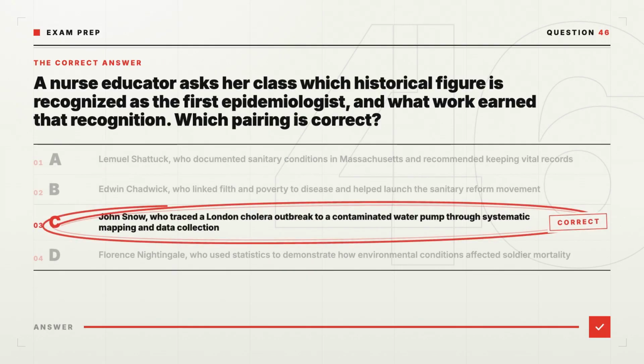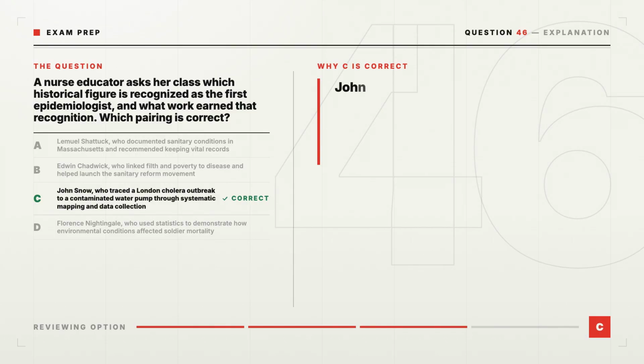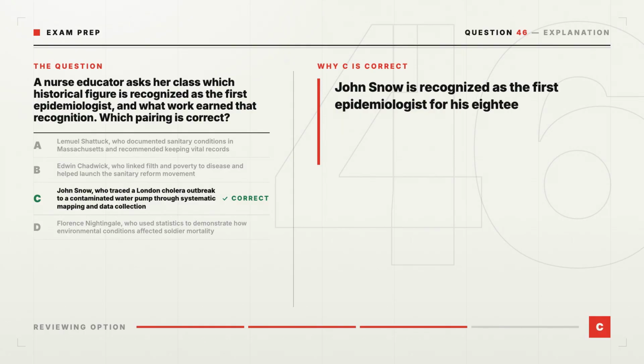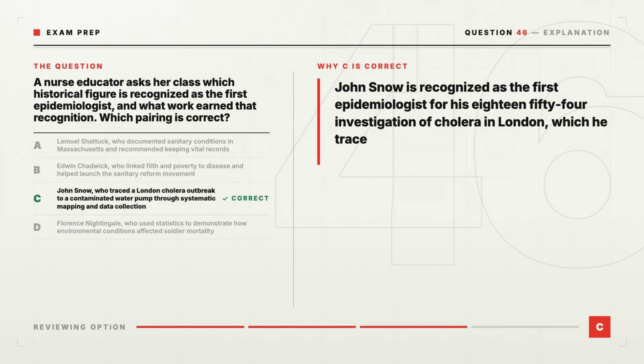The correct answer is C. John Snow, who traced a London cholera outbreak to a contaminated water pump through systematic mapping and data collection. C is correct because John Snow is recognized as the first epidemiologist for his 1854 investigation of cholera in London, which he traced to the Broad Street pump by mapping cases and gathering data systematically. The work showed that disease could be linked to an environmental cause and controlled by removing it.